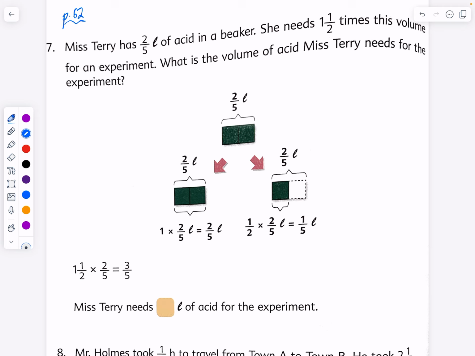We know she has 2/5, but she needs 1.5 times of that. So we can simply just multiply, right? 1.5 times 2/5. Well, my friends, remember that 1.5 is 3/2, and 3/2 times 2/5. Remember, simplify before you multiply, and we get 3/5 of a liter. So she will need 3/5 of a liter for her future experiment.